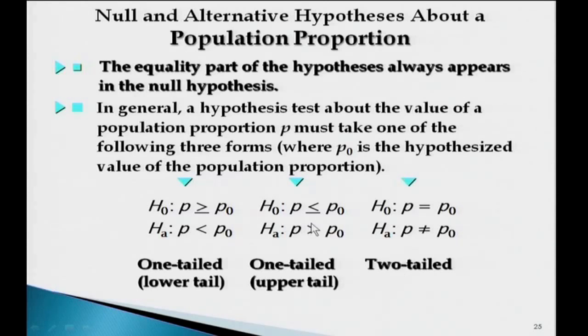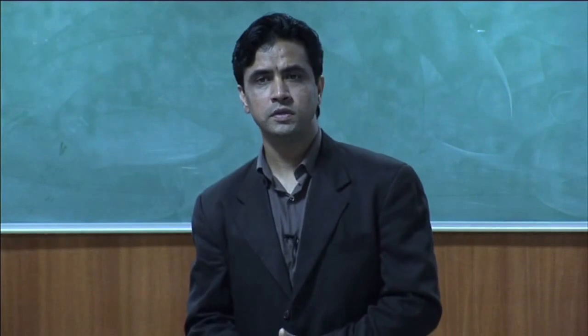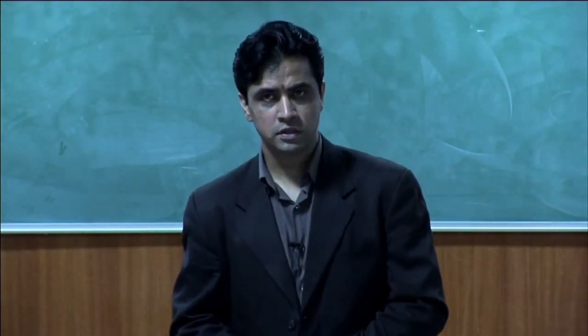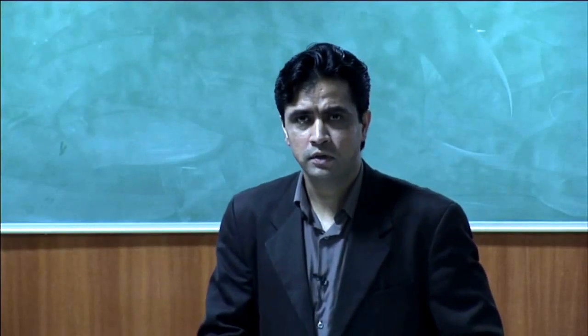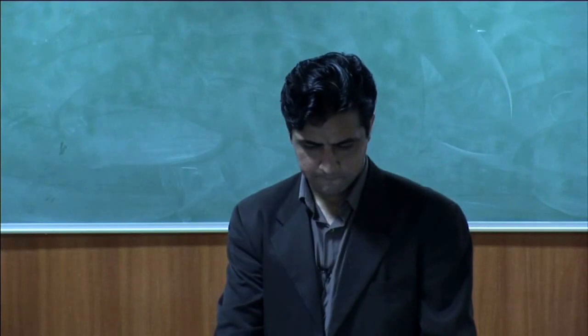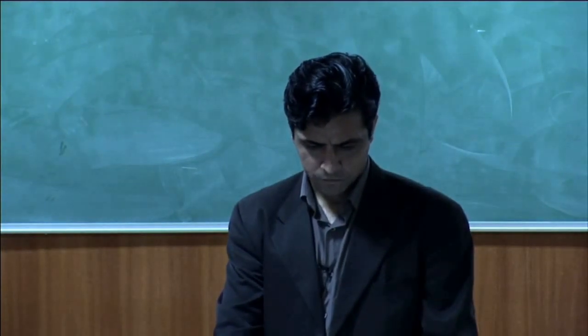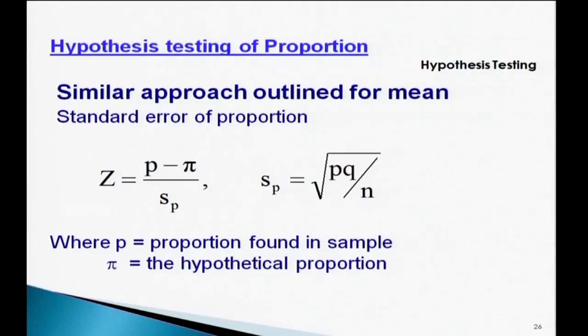If it is less than the population proportion or more than the population proportion, these two will come under one tailed test. One tailed test can be a lower tail or an upper tail. You remember that lower tail means the rejection region is only on the left side, upper tail means the rejection region is only on the right side. So, the approach would be similar.